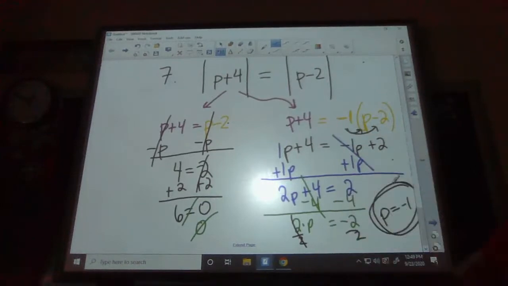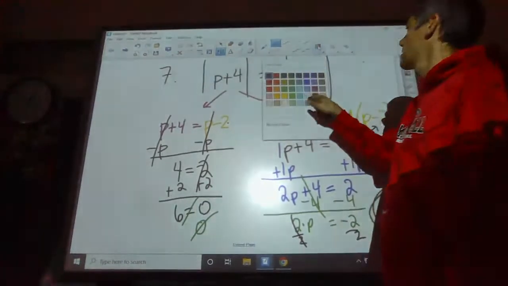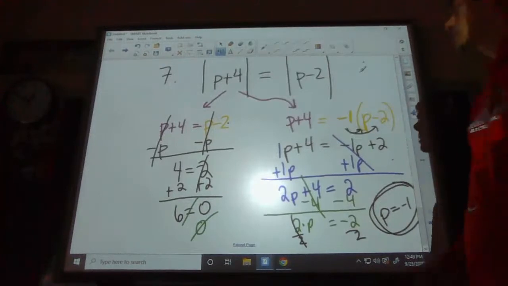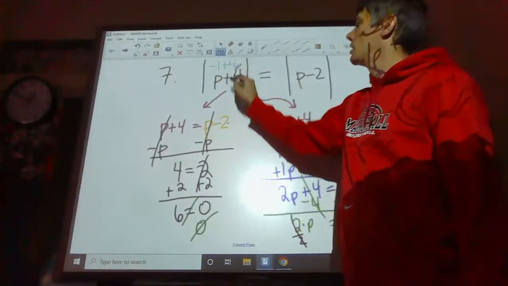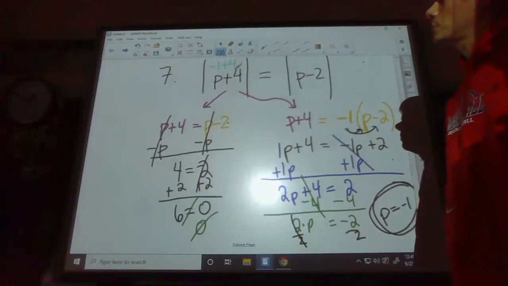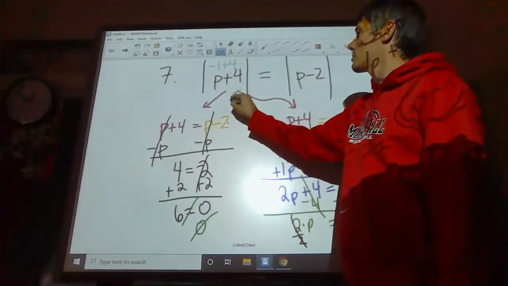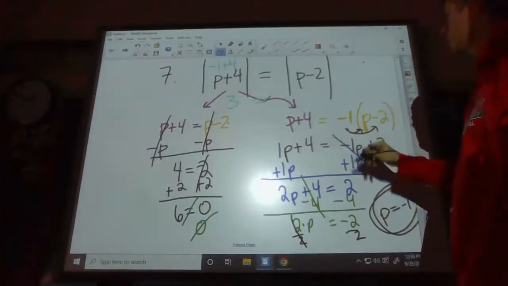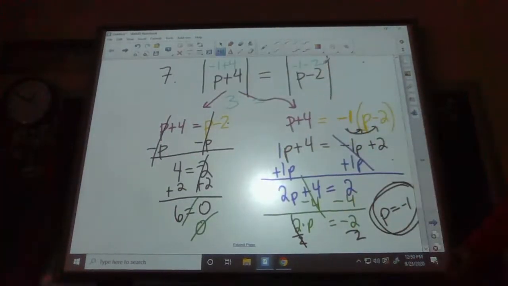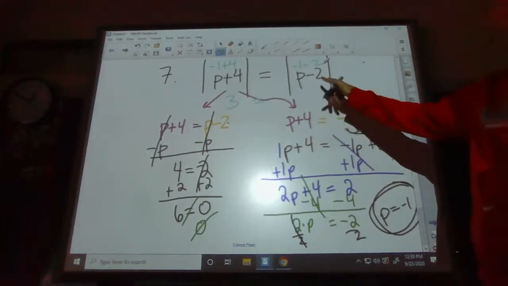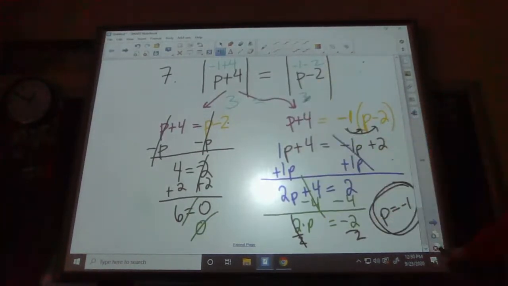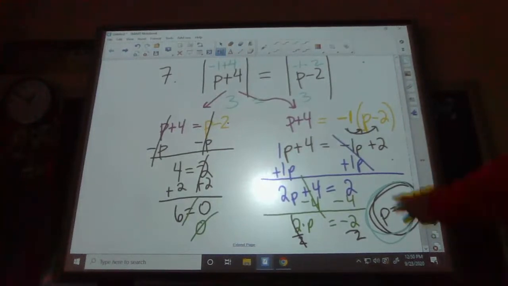It should be, but just to double check, if I put -1 up here, let me use a different color so it'll stand out. Oh, let's use this kind of teal color. If I put -1 right here, the absolute value of -1 plus 4, well, -1 plus 4 is 3. The absolute value of 3 is 3. And over here, if I put -1, -1 minus 2 is -3. The absolute value of -3 is 3. So yes, this is confirmed, 100% answer.